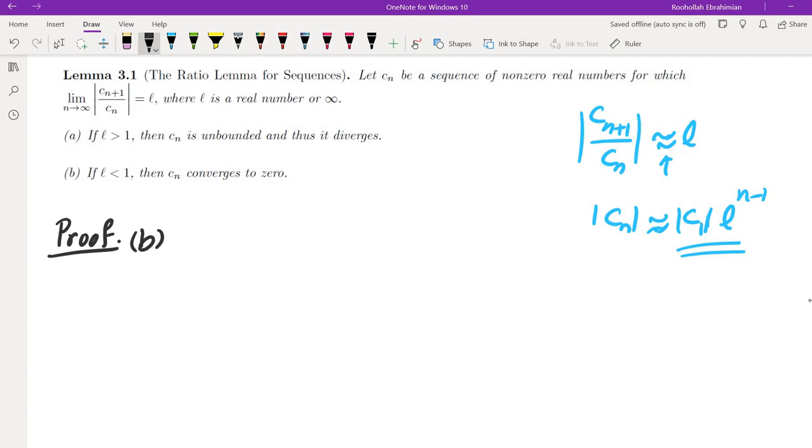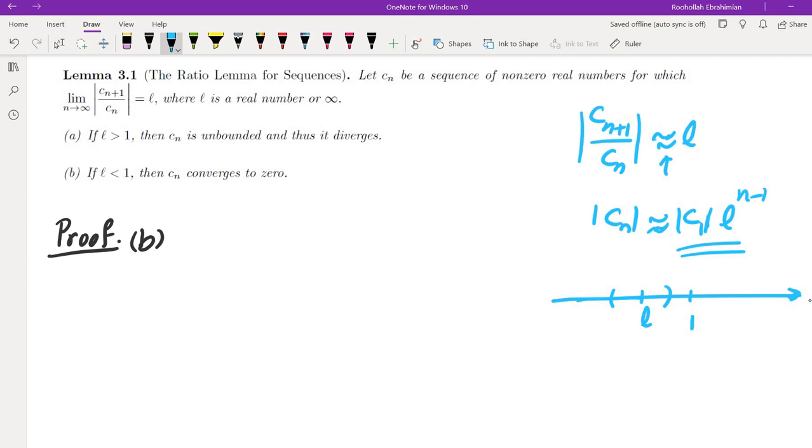If L is less than 1, then Cn converges to 0. So how do we do that? What I want to do is, as usual, first give you the idea of the proof. So I have the limit L, and 1 is here. I would like to show that in fact the ratio stays here, stays small, stays less than 1.